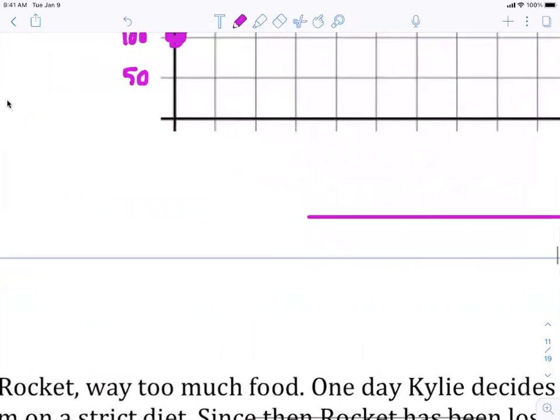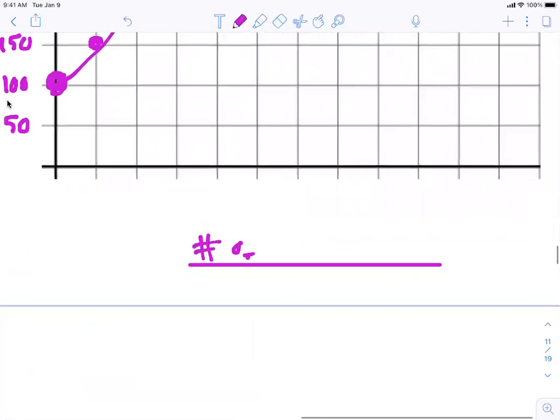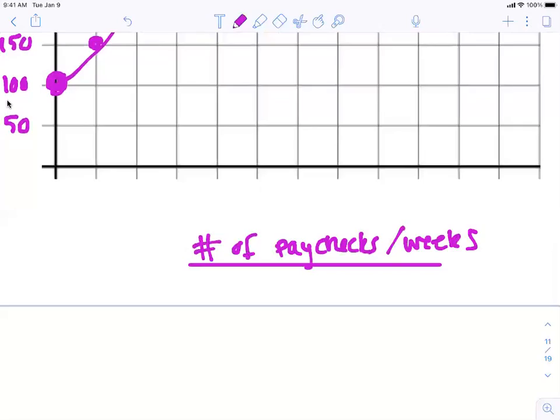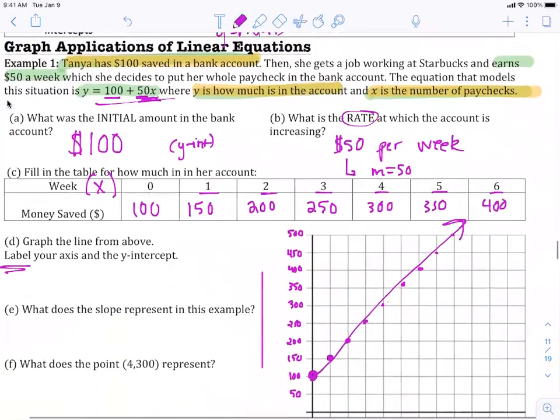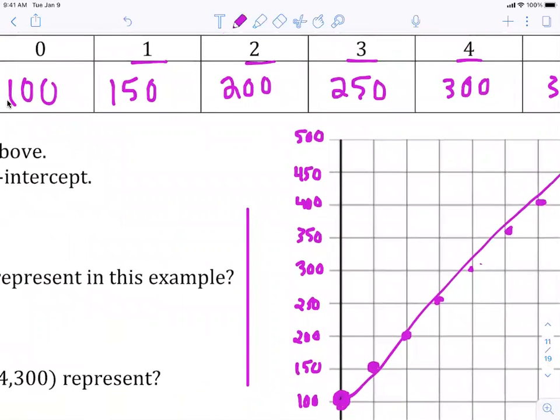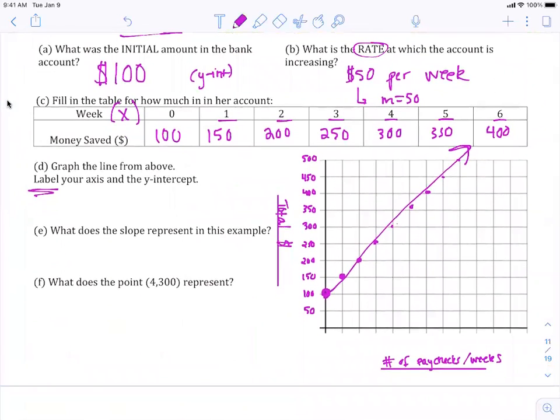My x-axis is going to be the number of paychecks. Or if you would have said weeks, that's okay too. Technically, those are one and the same. And then my Y's, what did it tell me it was? It said Y's was how much is in the account. So you could say anything like total dollar amount, total in account, anything along those lines, as long as you represent something on that line to represent those numbers.